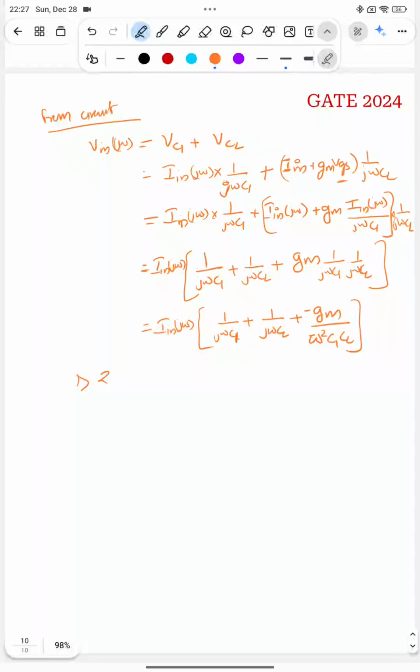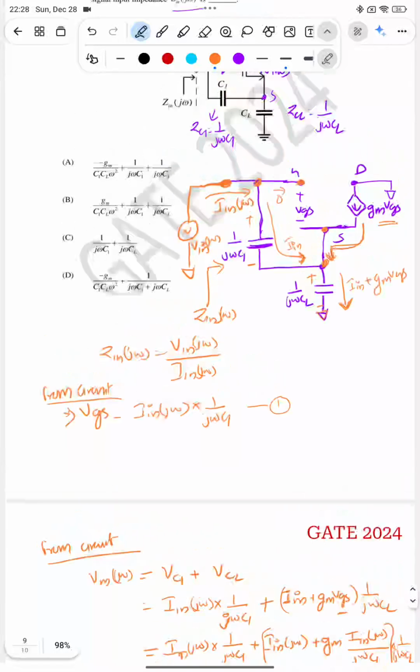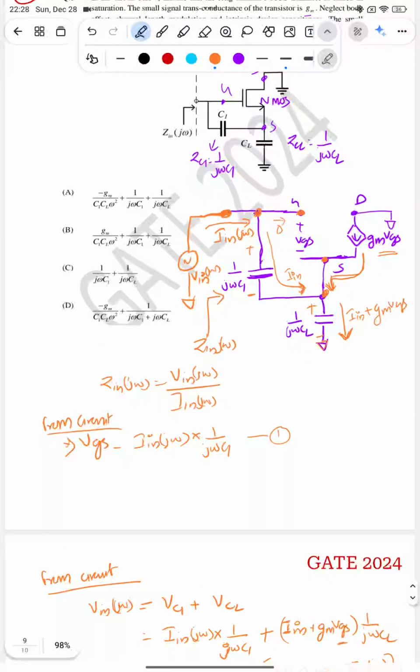So from this equation I can find Z in as V in by I in, right? That is 1 by j omega C1 plus 1 by j omega CL minus Gm by omega square C1 CL. Fine. So we see that option A is the answer.